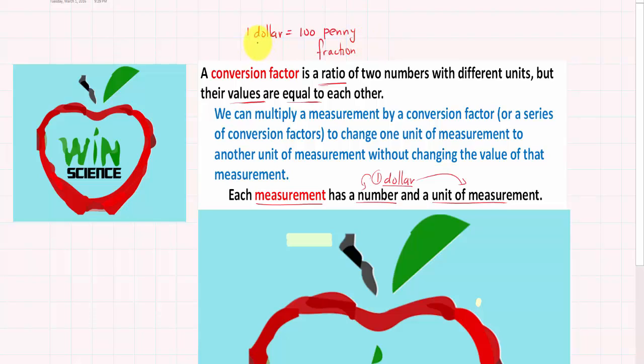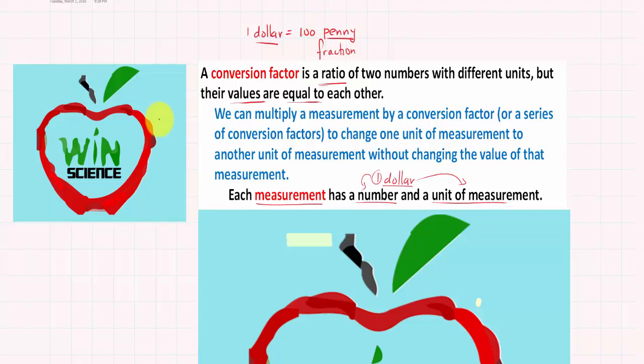Notice how the unit dollar and the unit penny define the value of the number. In this case, we have 1, but defined by dollar, equal to 100 penny. So the unit penny indicates a very small number, where the unit dollar indicates a larger value. That's the reason why $1 is equal to 100 penny. So again, the unit has a value as well as the number. When you combine a number and a unit, you have a measurement.